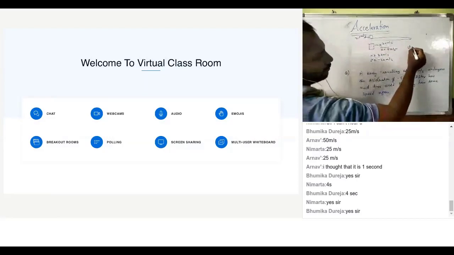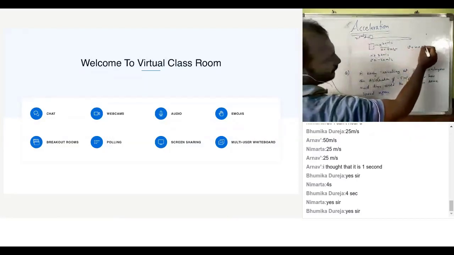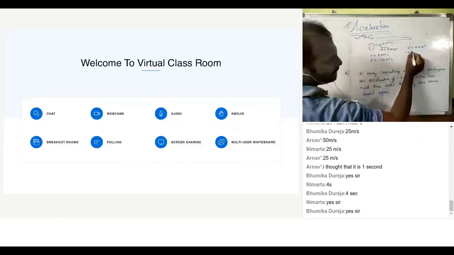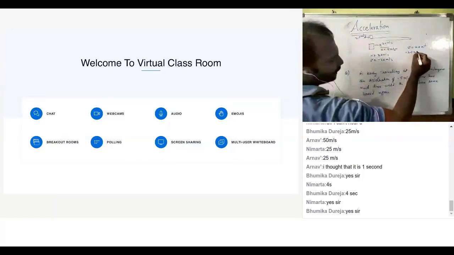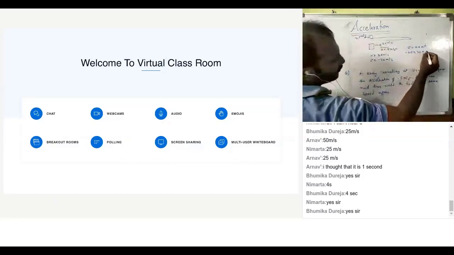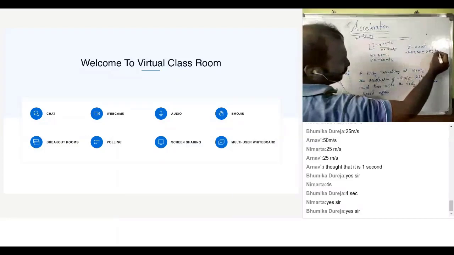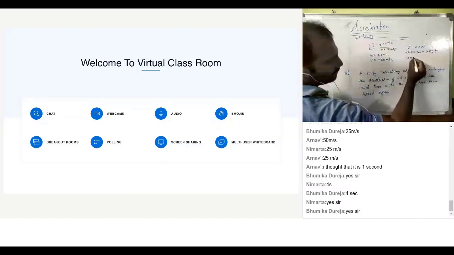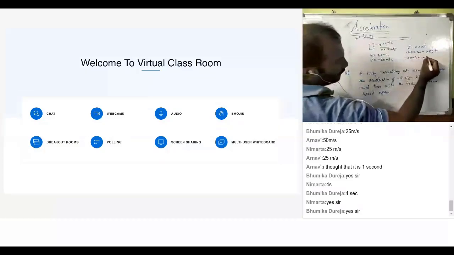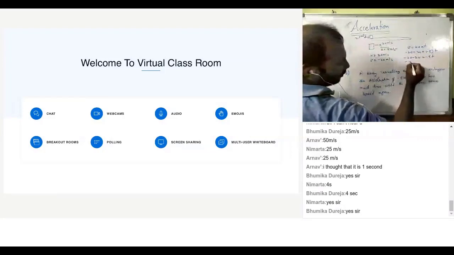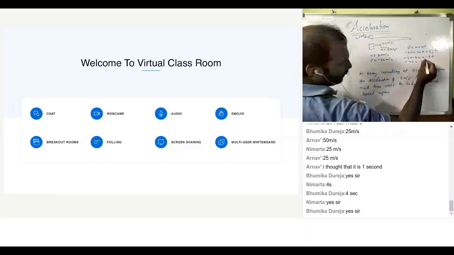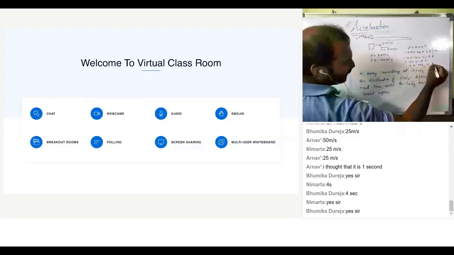Now let me use the formula v equal to u plus at. So what is v? Minus 20 equal to u is how much? 20 plus a is how much? Minus 5 into t. So this can be written as minus 20 equal to 20 minus 5t, or minus 40 equal to minus 5t, or t equal to 40 by 5. How many seconds? 8 seconds.